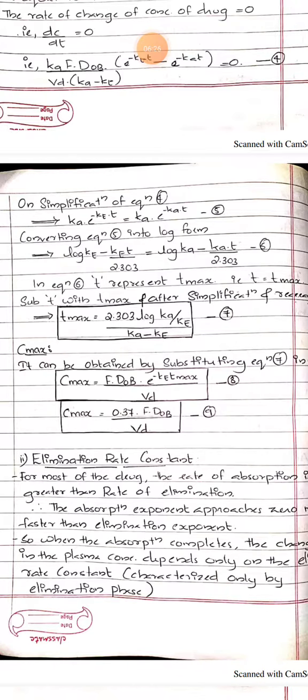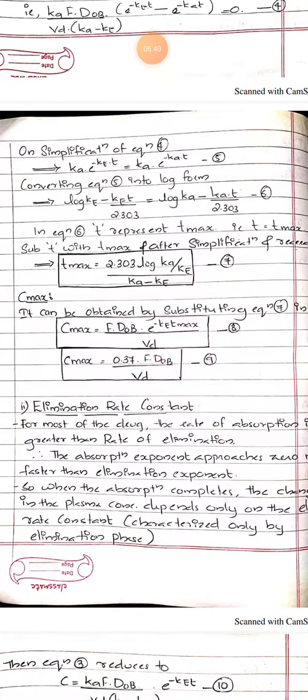So that is the method you have to write. You will be substituting the T max value, that's equation 7, in equation 3. Then after simplification you will get C max. Then that C max equation you have to learn by heart. So C max is equal to F into D0b into e raised to minus Ke into T max divided by Vd. That is the equation for finding out C max.